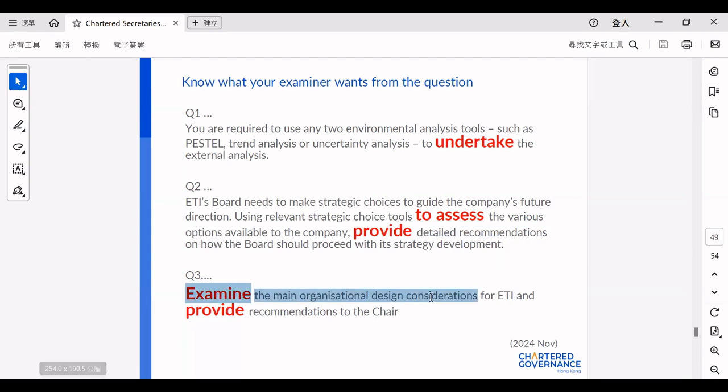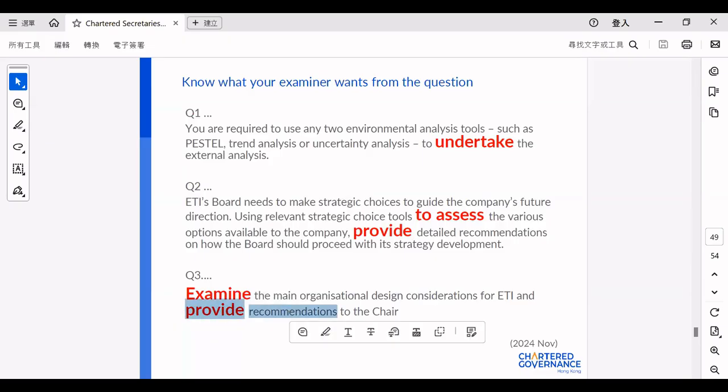Now here they examine the organization design and provide recommendations. So after the examination, the recommendation is based on your examination. You don't give a recommendation which suddenly comes up out of the air and has nothing to do with your examinations. So the examiner expects you to explore the design elements, right?